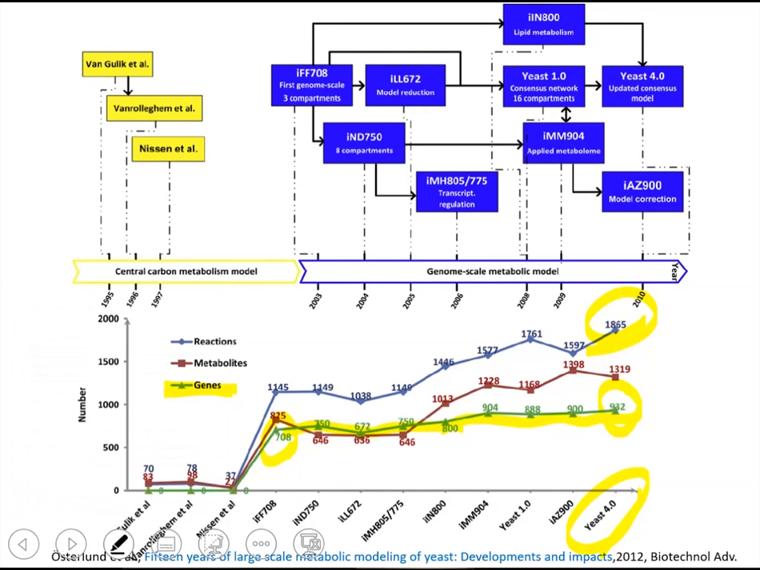Another thing, so far, the naming convention was i and the initials of the developer and the gene number. Later they started to name it Yeast 1, Yeast 4, Yeast 7, Yeast 8, etc. So the naming of the genome-scale metabolic network models for yeast changed over time.